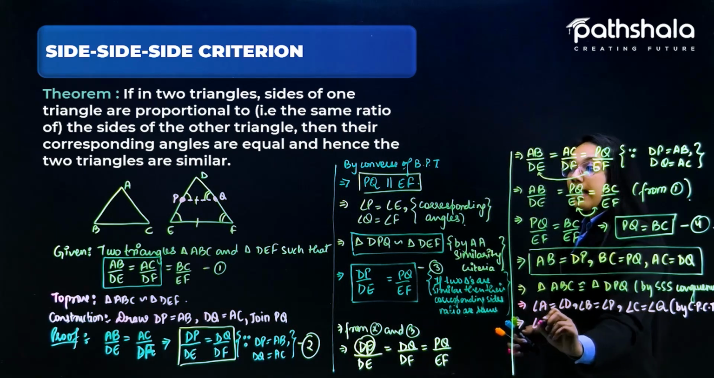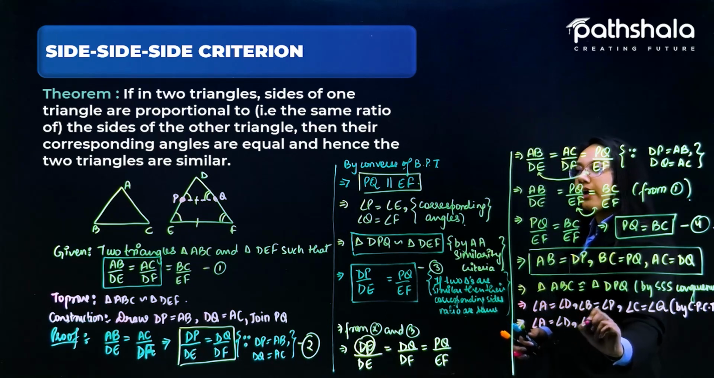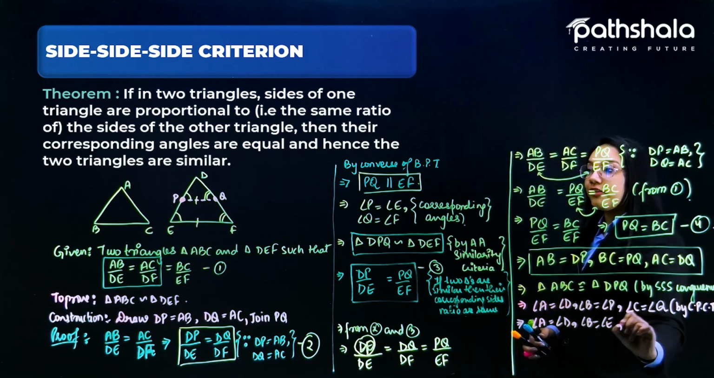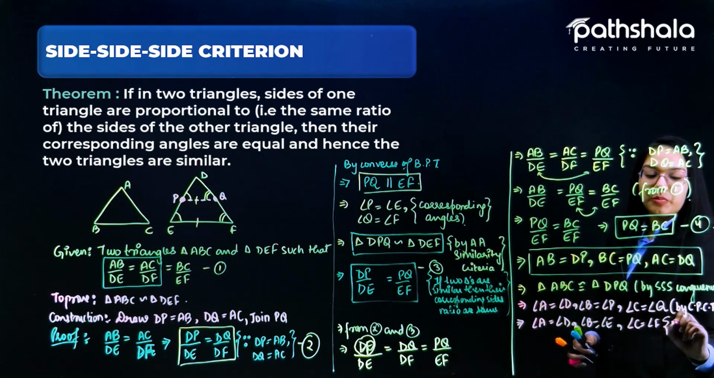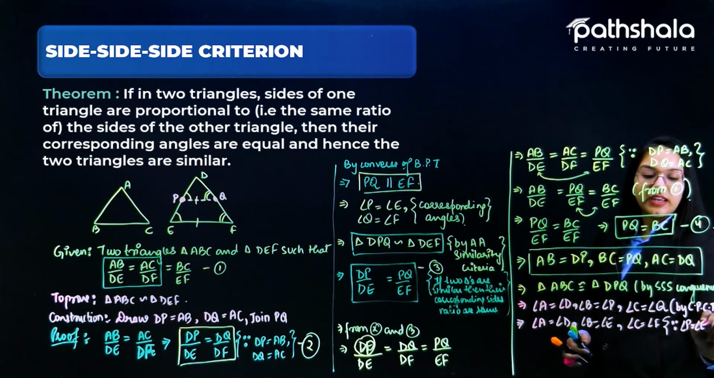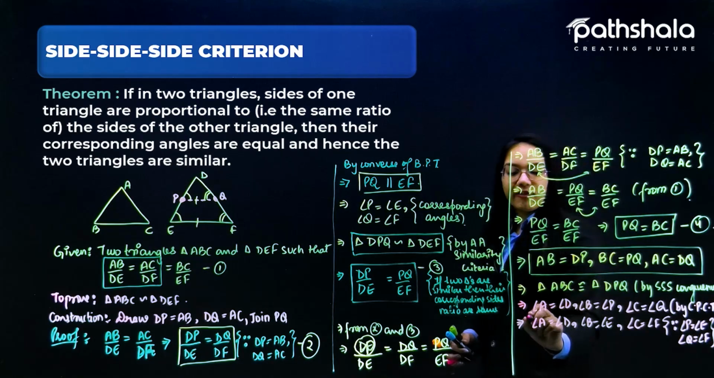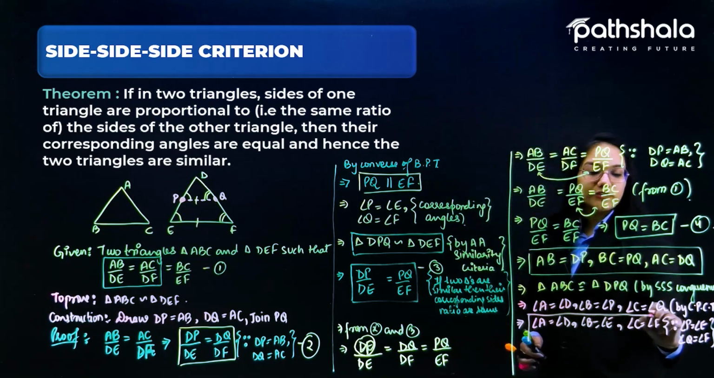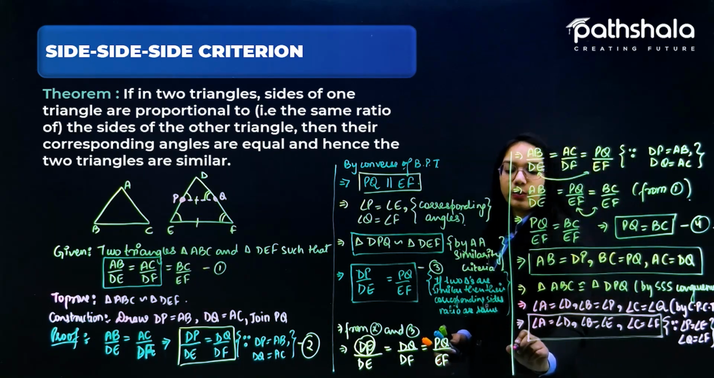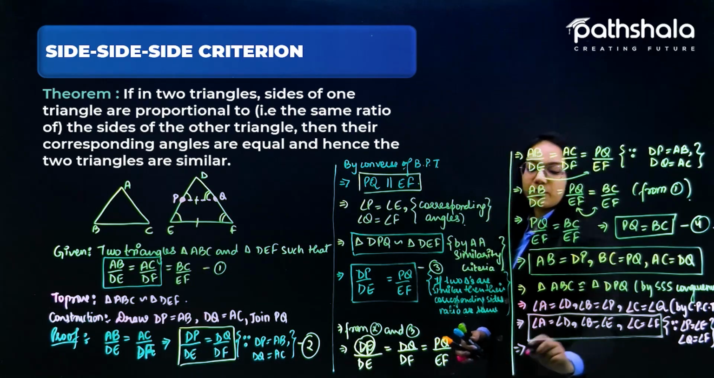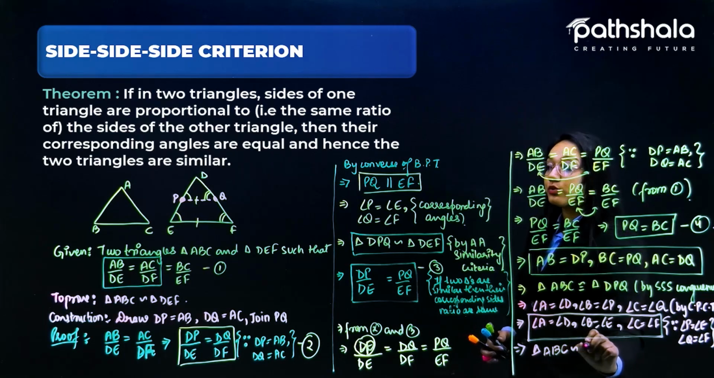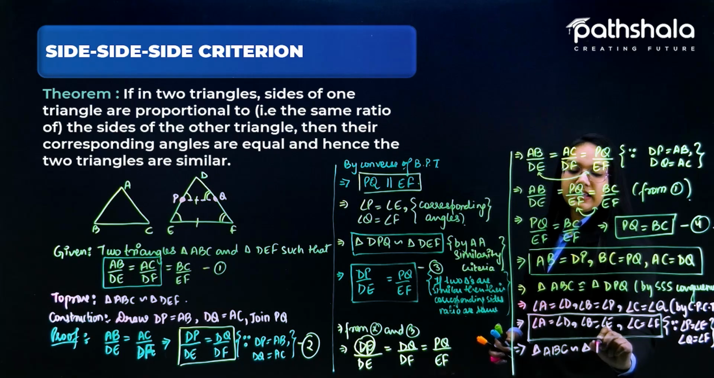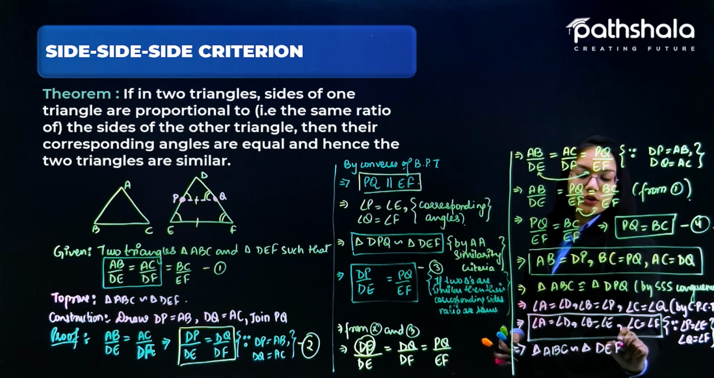So it implies that angle A is equal to angle D, angle B is equal to angle E, and further angle C is equal to angle F. The reason being angle P is equal to angle E and angle Q is equal to angle F. So hence at the end we have proved that all the angles of the two triangles are equal to each other, which implies that the triangle ABC is similar to the triangle DEF.